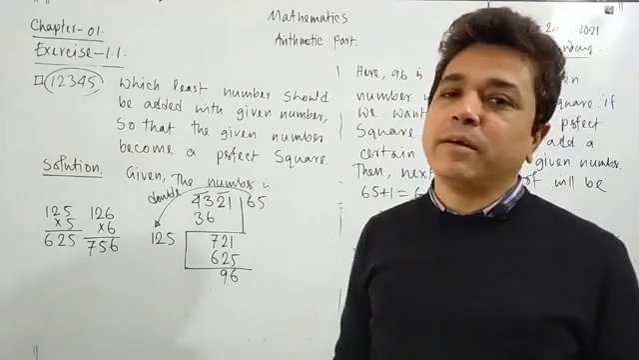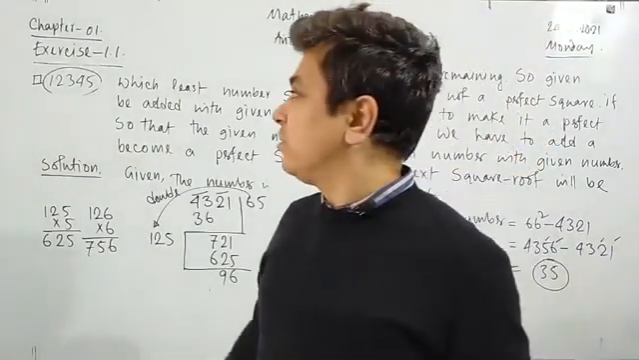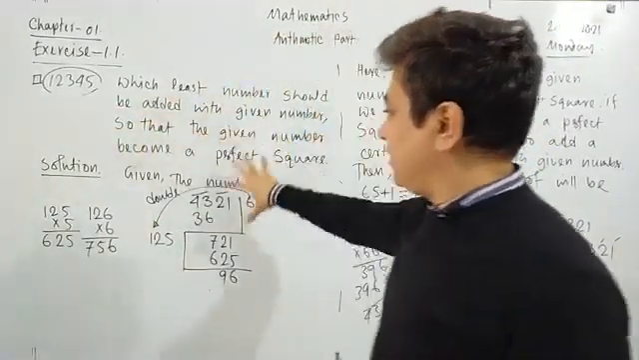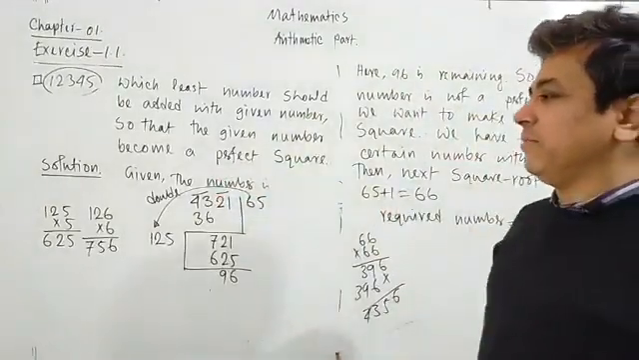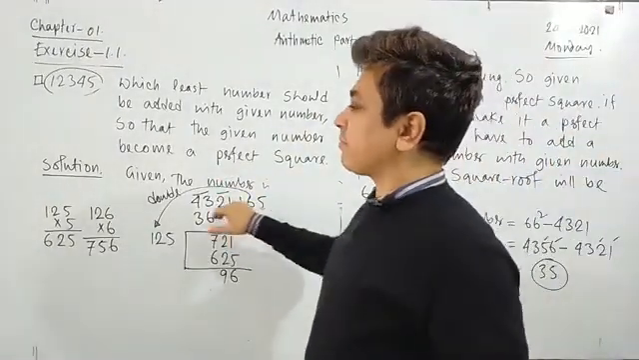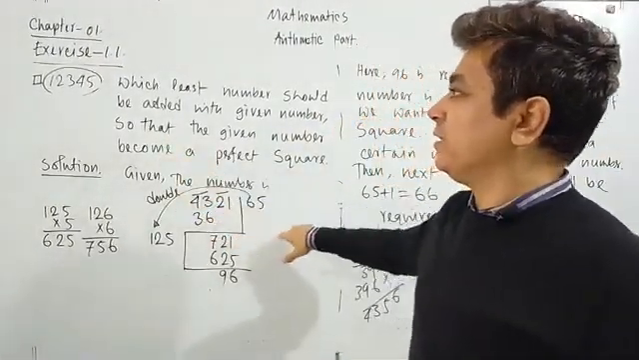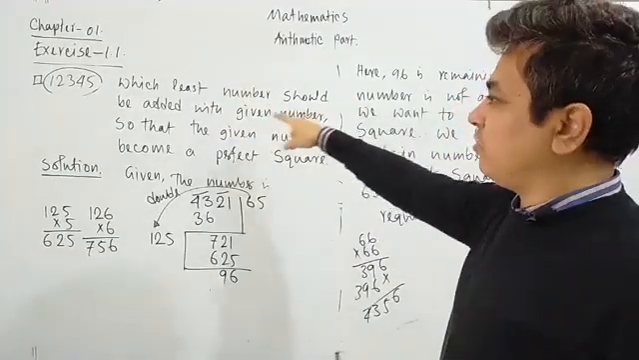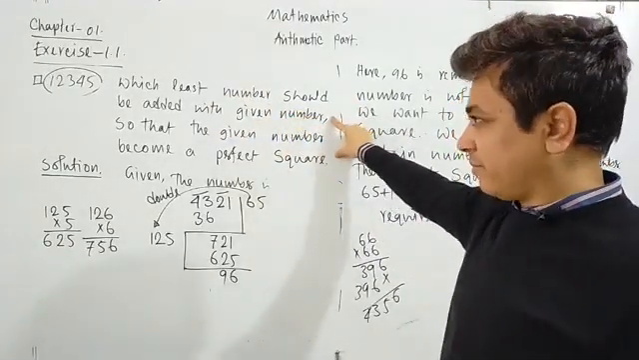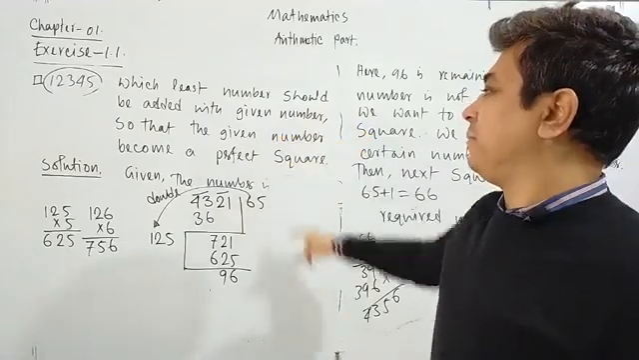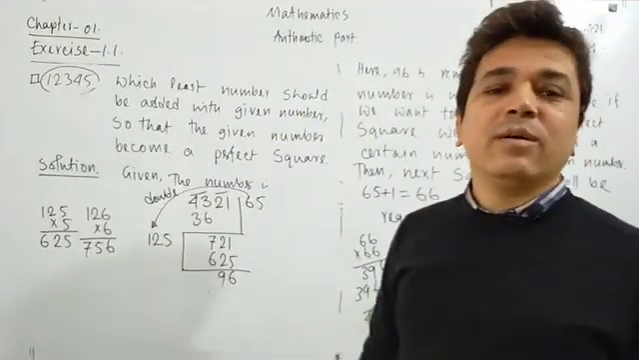I think, of course, this number is not a perfect square number. So, all of you do it. All writings, all structure, everything is same. Just you have to change here. You have to do division method. The question is same: which least number should be added with the given number so that the number becomes a perfect square number? Okay? All of you do it.